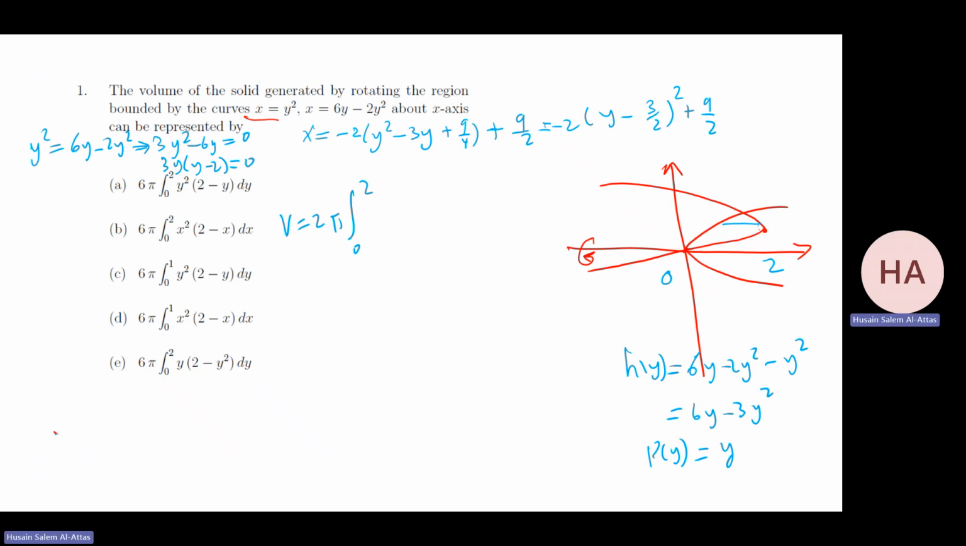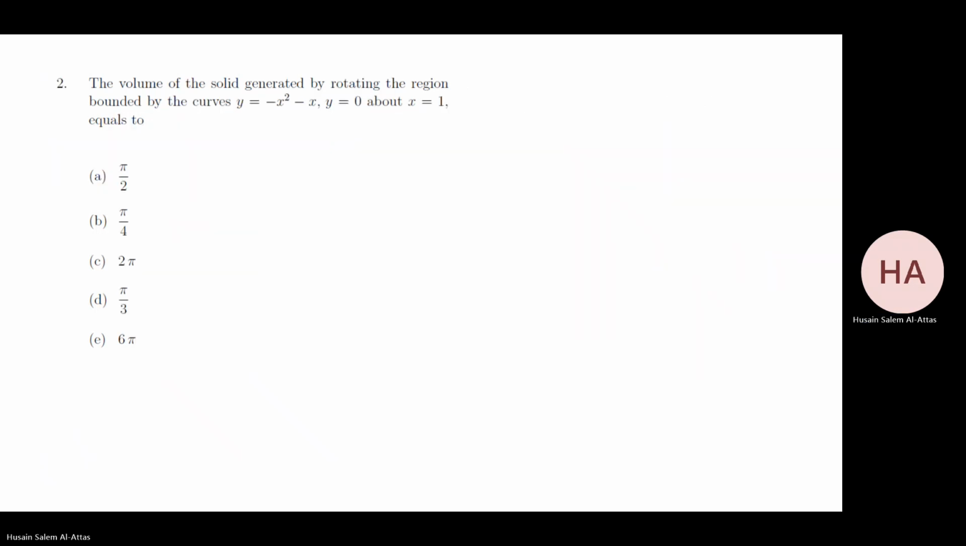of 6y times y. In 6y, I can take 3 as common factor, 2y. I can take 3y as common factor, 2 minus y, dy. Take the 3 out. That will be 6 pi integral of y squared times 2 minus y dy. Okay. More problems.